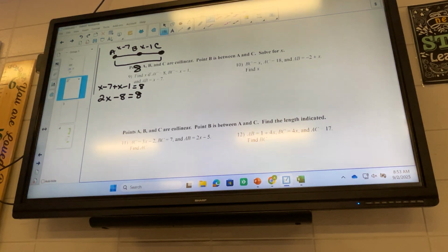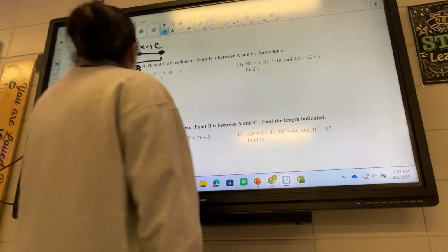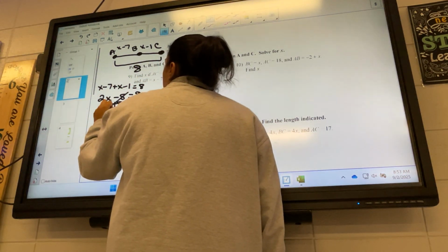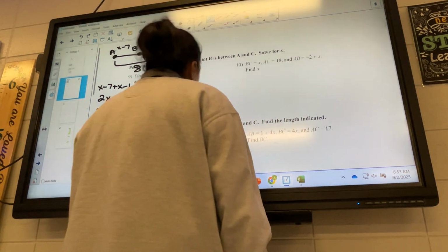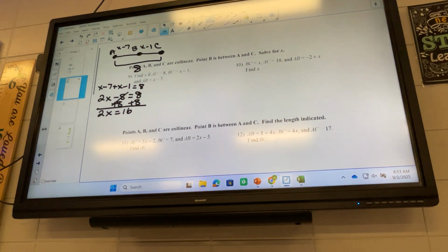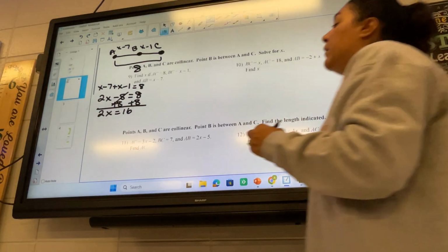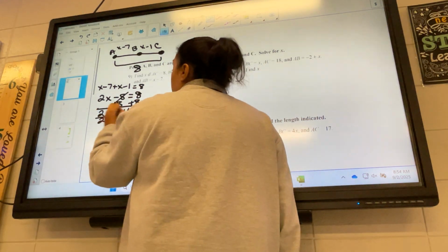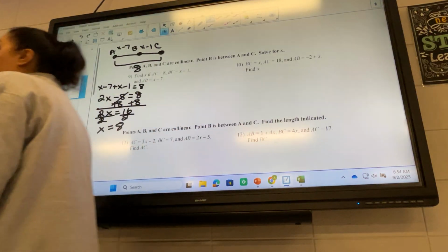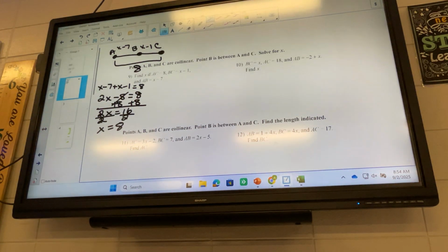Okay, and then what? We're gonna add 8 to both sides. So you get 2x equals 16. Then what? Divide by 2. So we get x equals 8. Do we stop or plug it back in? Yeah, we stopped. It says solve for x and we did just that.